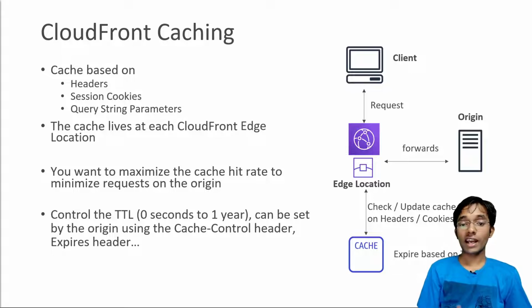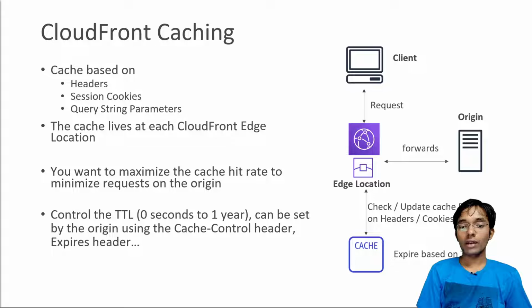So you can cache based on multiple things in CloudFront. The first thing is a header. The second one is a session cookie. The third is the query string parameters. The idea is that if two requests have the same values for the headers or cookies or query string parameters, and you set it up this way, then the cached response will be returned. Now each cache lives inside each CloudFront edge location, so you have multiple caches all around the world.